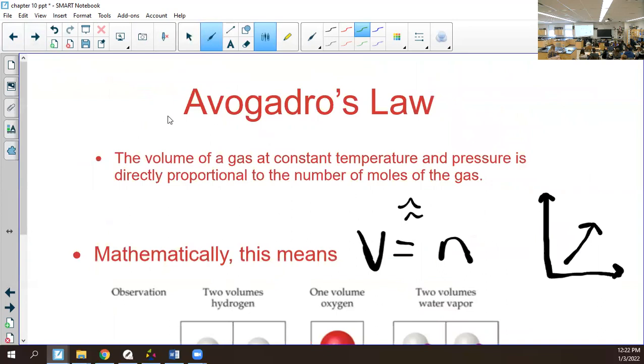Okay, then Avogadro. I am not related to anyone named Avogadro that I am aware of. Yeah, this is definitely Avogadro.